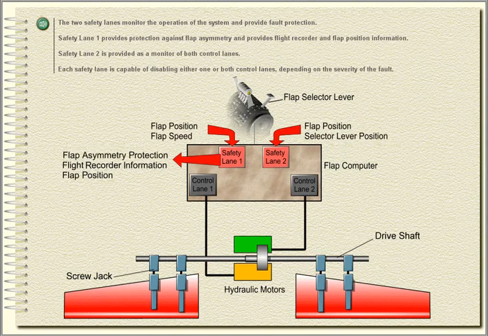Safety Lane 1 provides protection against flap asymmetry and provides flight recorder and flap position information. Safety Lane 2 is provided as a monitor of both control lanes. Each safety lane is capable of disabling either one or both control lanes, depending on the severity of the fault.